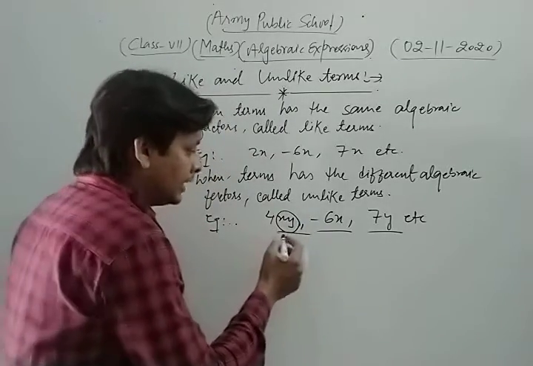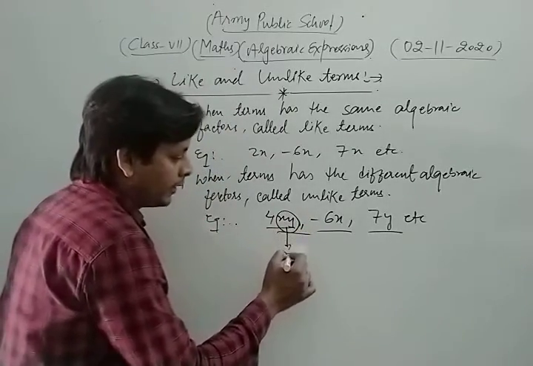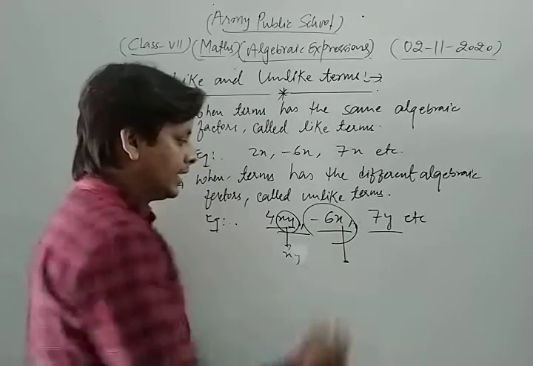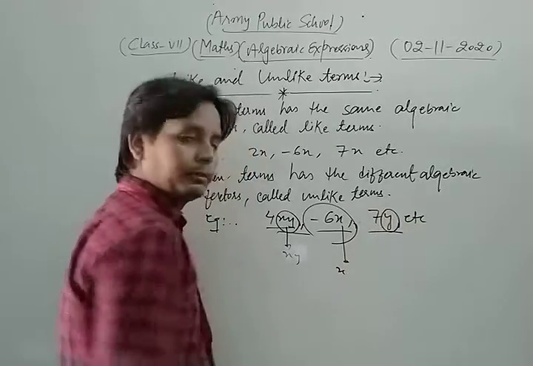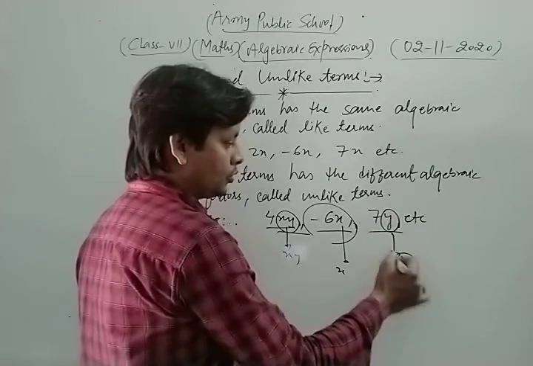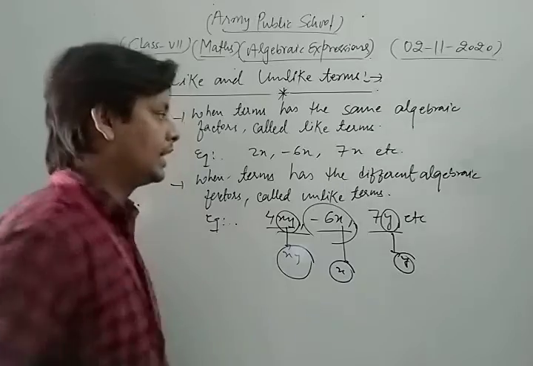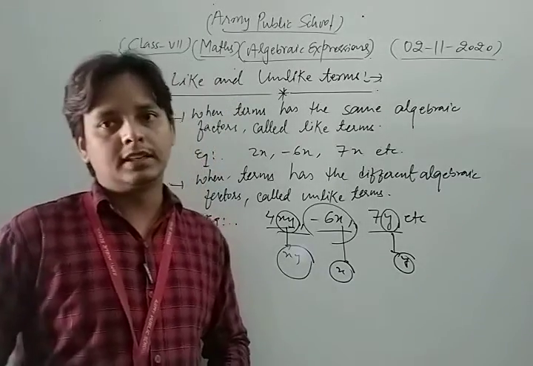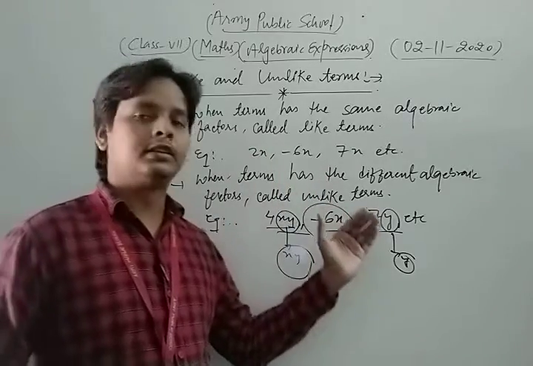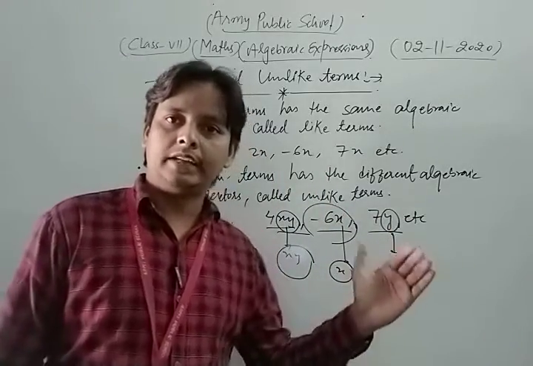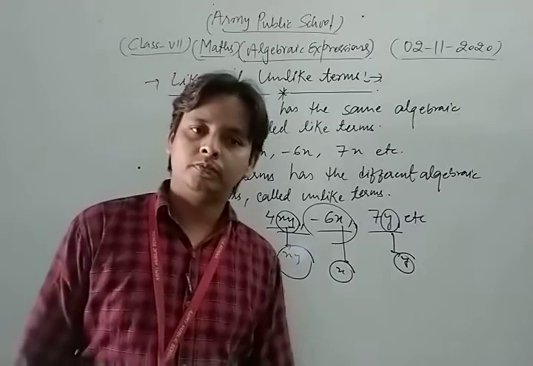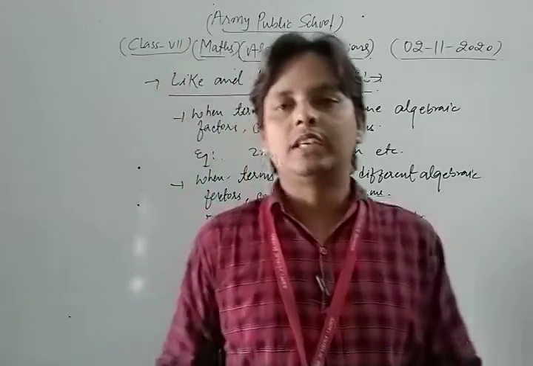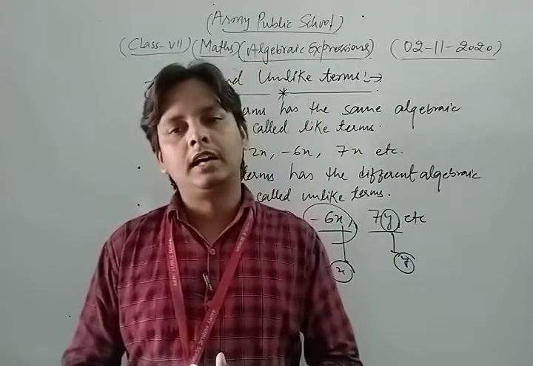Like this, the term 4xy contains the algebraic factor xy. This term has the algebraic factor x, and this term has the algebraic factor y. So all these terms have different algebraic factors. Thus these are called unlike terms. These are the examples of unlike terms. So in this way we clear the concept of like and unlike terms.